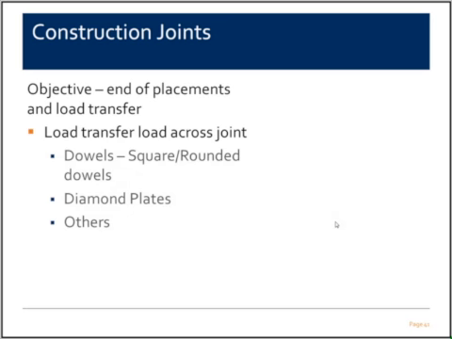Construction joints are basically joints that are created from the end of one placement and the beginning of the next placement. The goal typically at these joints is to create load transfer across the joint, and there's various ways to do this. The most common ways that I see are square dowels or rounded dowels, and there's other methods as well: diamond plates, flat plates.